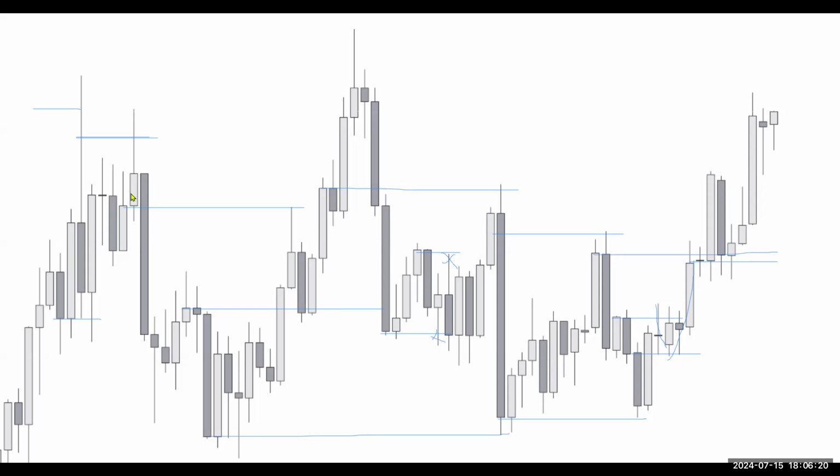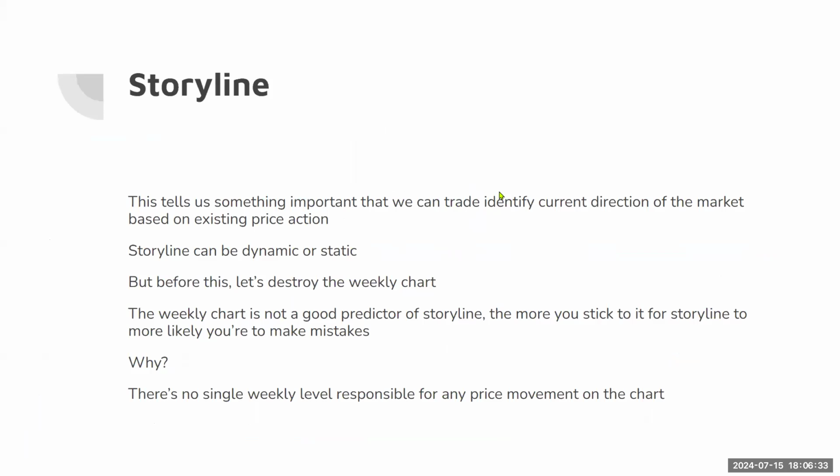And the understanding of this is very, very vital. The moment we take a grasp of what I've just said, then we're going to understand a lot of things about what's going on in the market. So this tells us something important: that we can trade to identify the current direction of the market based on existing price action. So storyline can be dynamic or static.